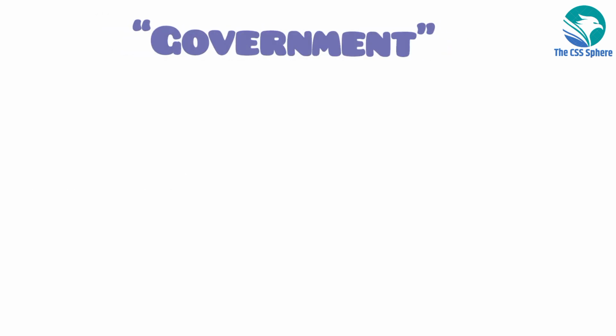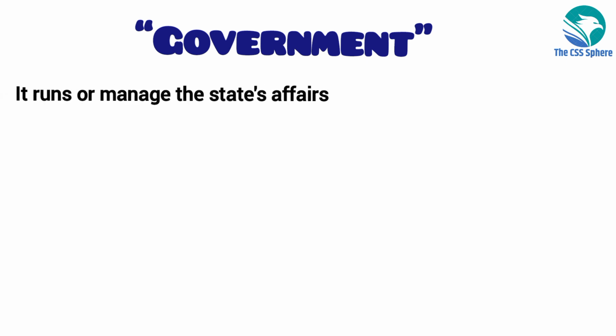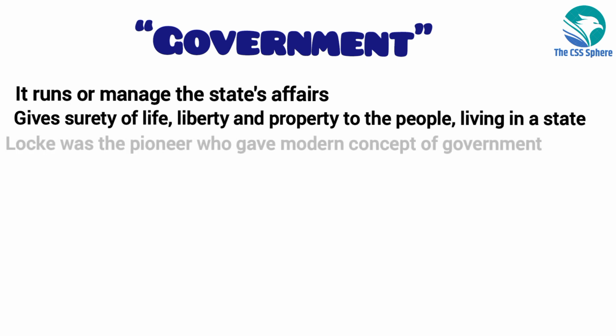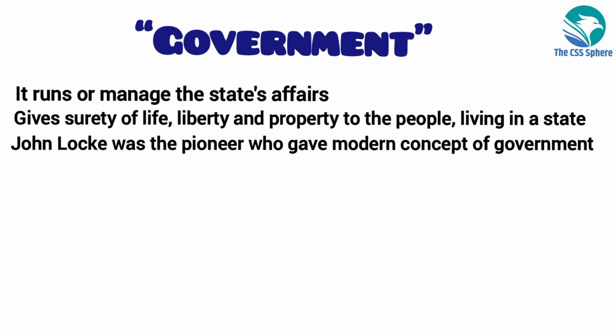Now what is government? It is an agency that runs or manages the state's affairs. Government gives the authority to the life, liberty and property of the people living in the state. John Locke was the pioneer of giving the modern concept of the government. Government is temporary and it has no sovereign. State acts through the government. This is what the government is.